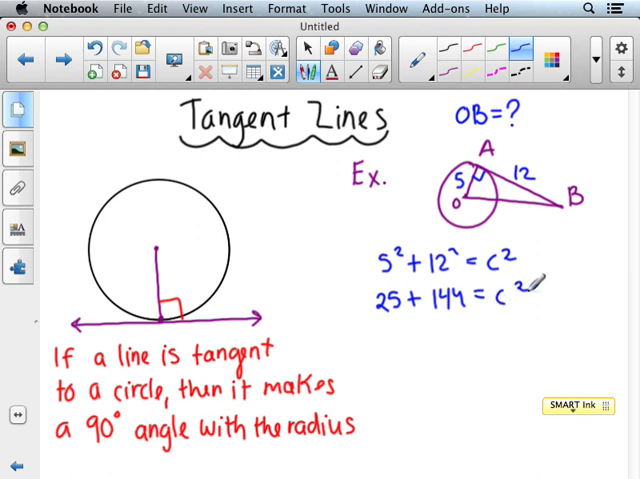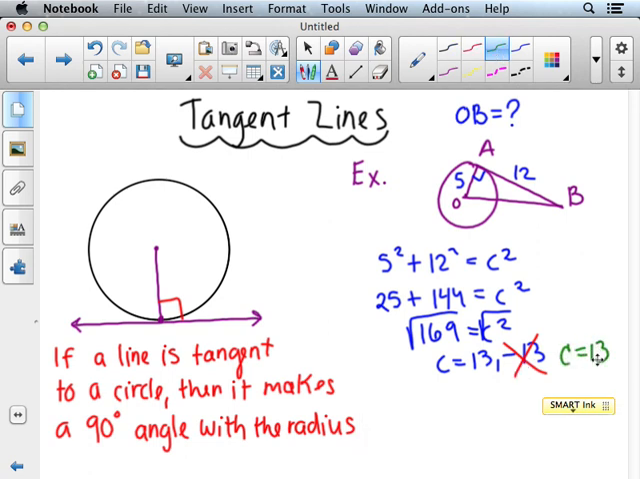25 plus 144 is 169. When we square root both sides, the square root of 169 is 13 and negative 13, but we only want to use the positive answer because we're talking about sides of a triangle here. So we know that C equals 13, or in this case OB. I should write OB. Okay, OB equals 13. So those are the kinds of problems that you'll be seeing.